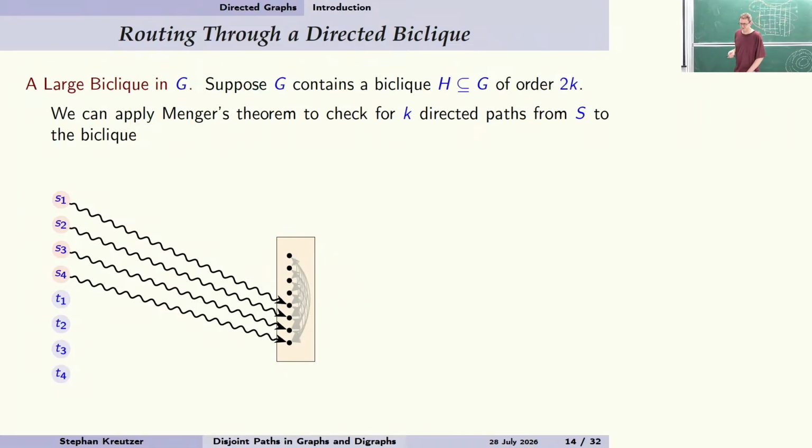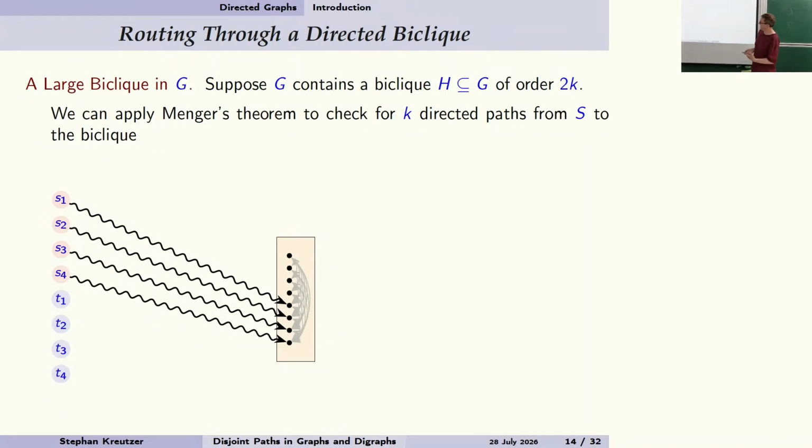Yeah, but let's look at the simplest case for the undirected setting. Namely, we can apply Menger to ask, do I have a path from S to T, and we need to reroute them. So let's suppose we have a directed graph, and we have a large biclique. And the biclique is just a set of vertices with edges in both directions between any pair of them.